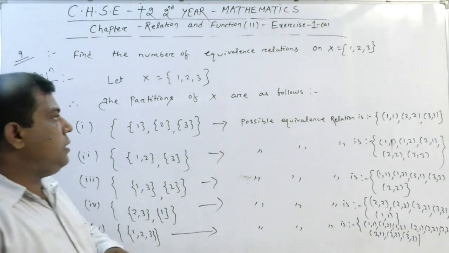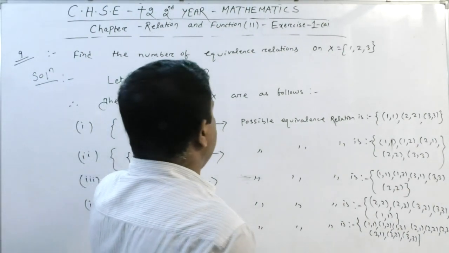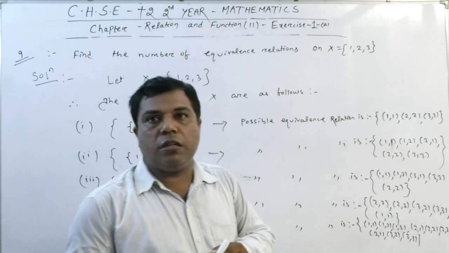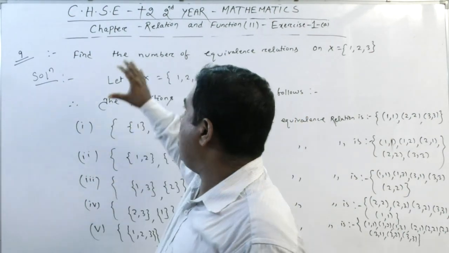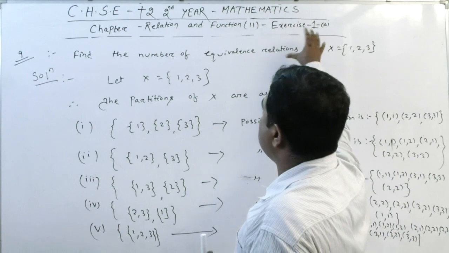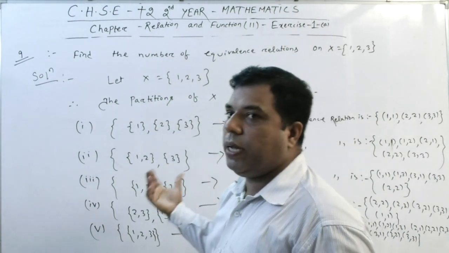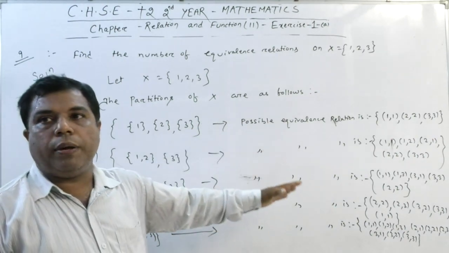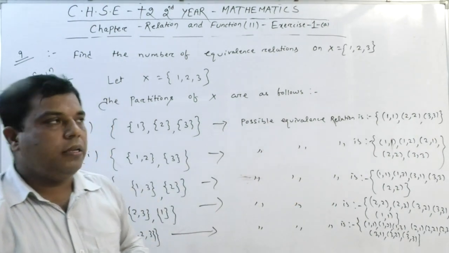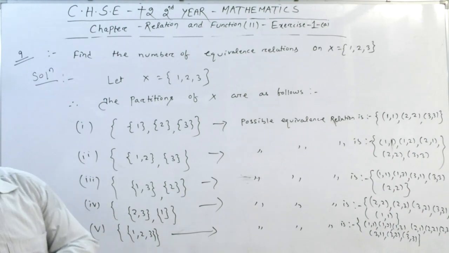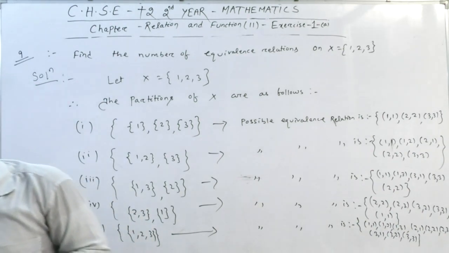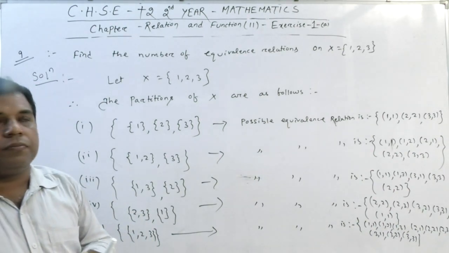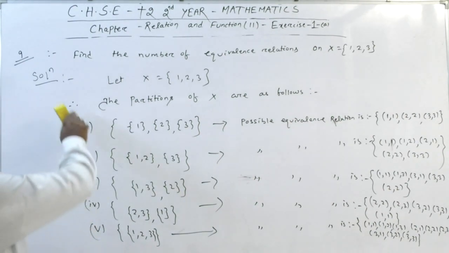Okay, you see, this is about question number 9. How to get the partitions? My dear students, how to get the equivalence relations? By making the partitions. It is very easy: make the partitions and get the possible equivalence relations. Okay, so this is about question number 9. Now we will proceed to question number 10. So I am cleaning the board now.